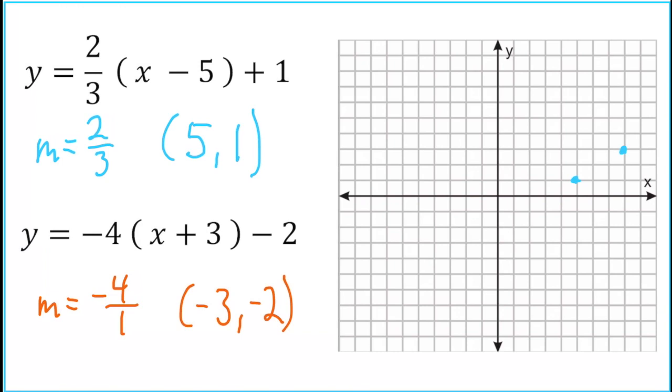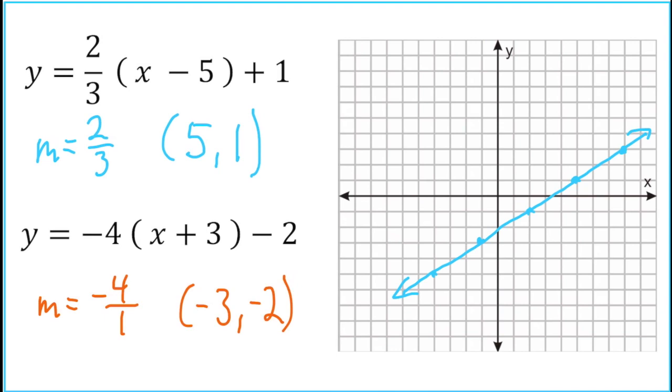Now I'll go ahead and go backwards to get some more. So from my starting point, I can go down 2, left 3, get a point there, do that again, and you could do it as many times as you want. I think that's enough. And then you can just connect the points, and there is our line. Let's take a look at the next one.